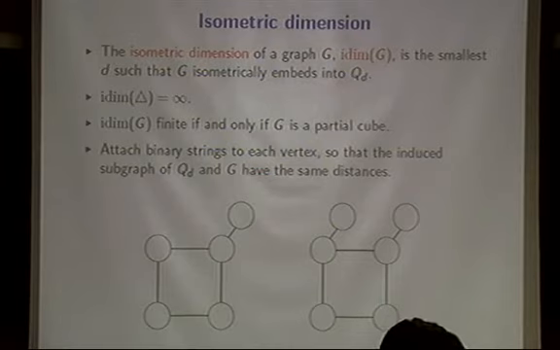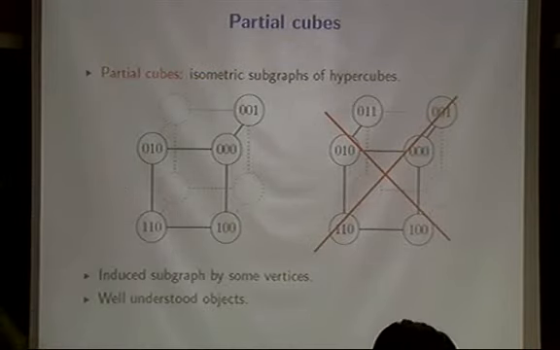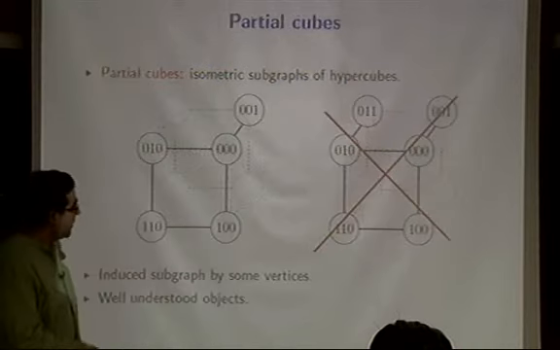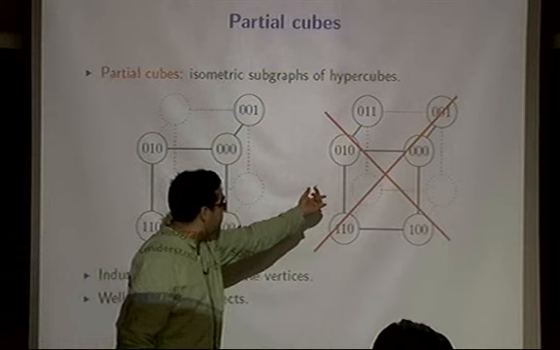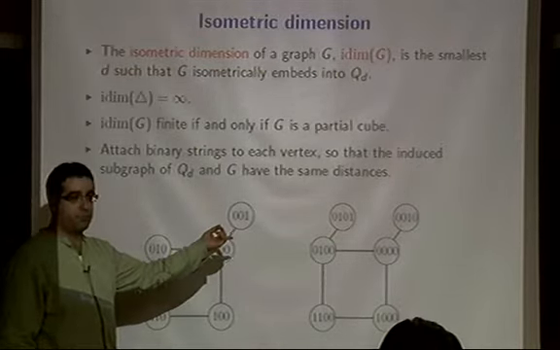Okay, so this has isometric dimension 3, as we saw before. You could ask whether it has dimension 2, but it cannot be, because it has 5 vertices. And this is a little bit misleading, because here I was saying this is not a partial cube, but actually it is if you use one dimension more.